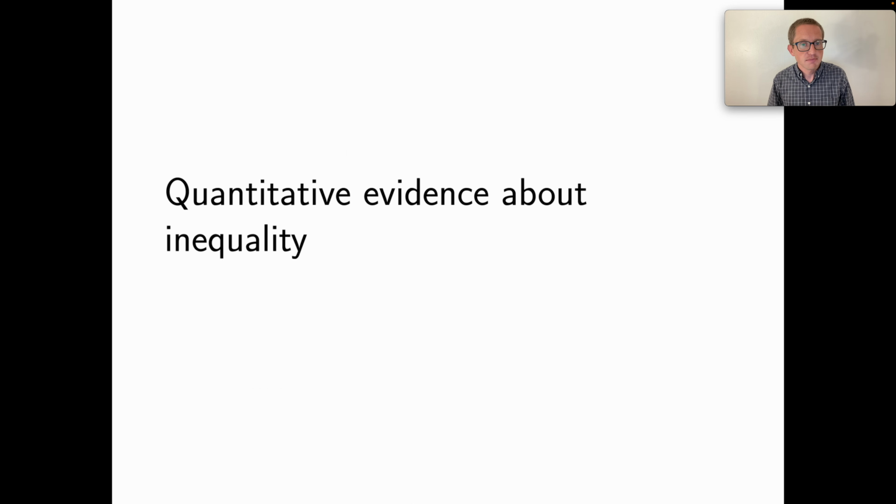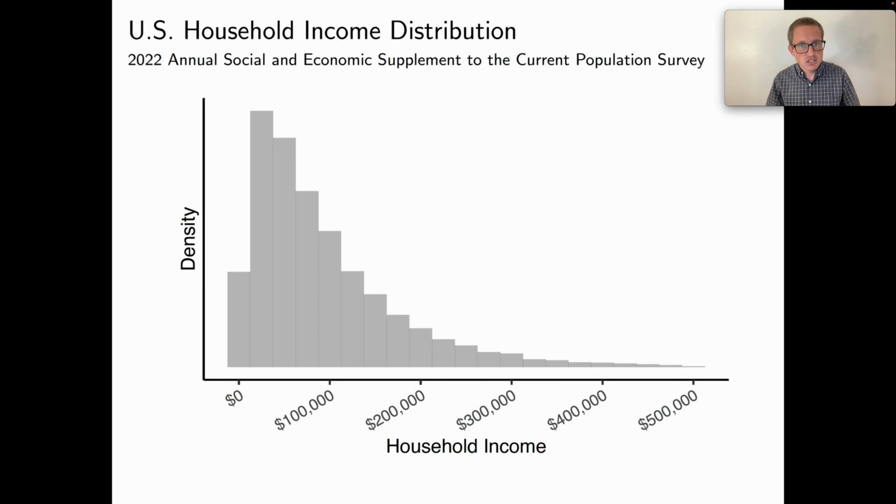Let's start by talking a bit about quantitative evidence about inequality. When we think about inequality, we often think about distributions. Here's the distribution of US household incomes in 2022. In this distribution, we have a histogram where there are many bins for different income values. The height of the bars shows you how many households fall in each bin. We see that many households have household incomes below $100,000 per year. A few households have very high household incomes. The top 1% are not even shown on this graph.